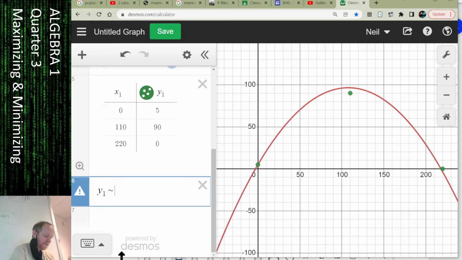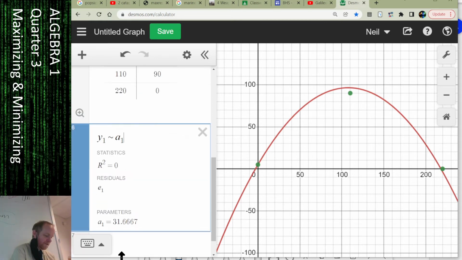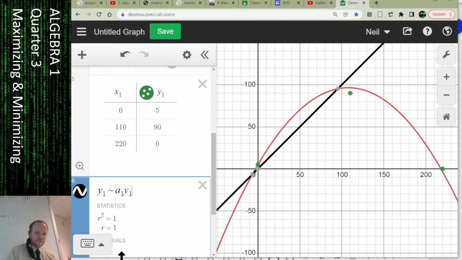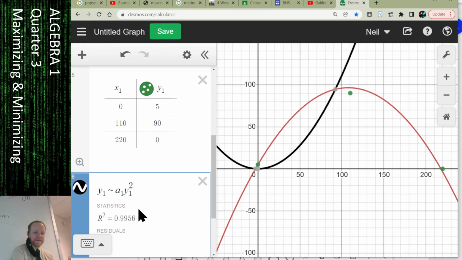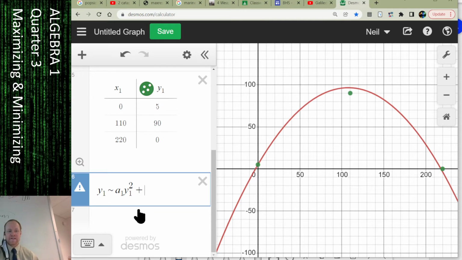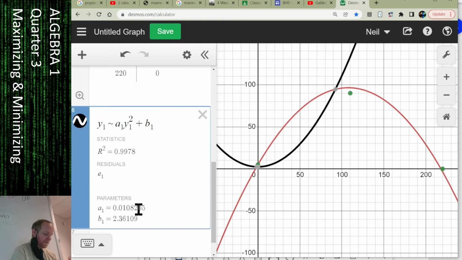So after that, we got an A1 times Y1, and we're going to square that Y1. So after you type Y1, give yourself a shift 6, so you have your caret top. That sends you up into the exponent. Press 2, and then we're going to add. So shift equals is the plus sign. We're going to add our B term. So B1 times Y. I messed up, didn't I?